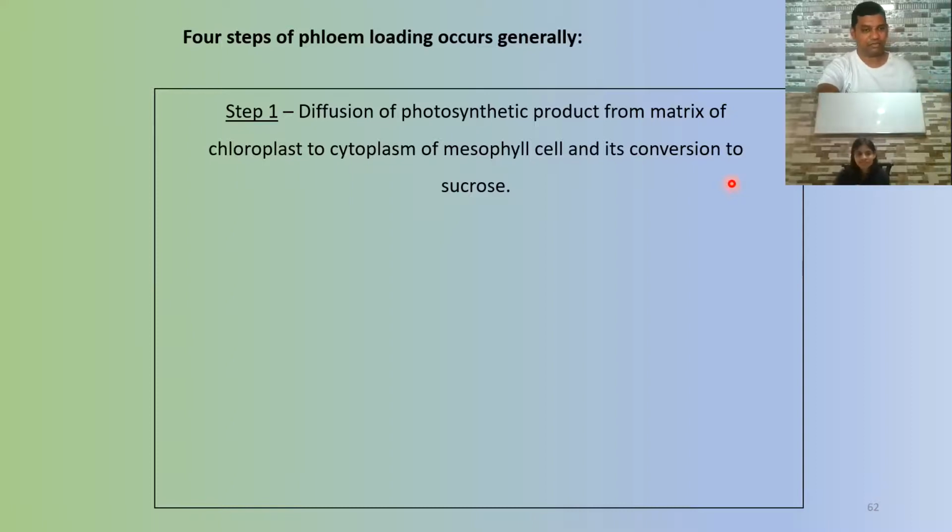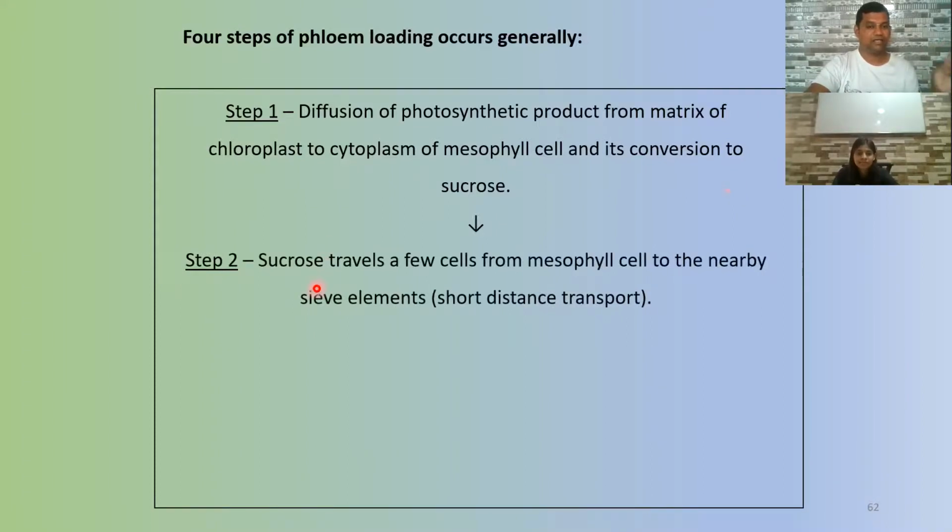मेसोफिल सेल में ही सुक्रोज बन गया. Second step will be sucrose will have to travel a few cells, mesophyll, to the nearest sieve tube element. Sieve tube element, veinlet होगा या vein होगा. It's called as short distance transport.